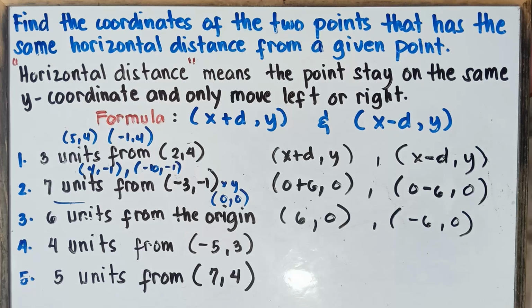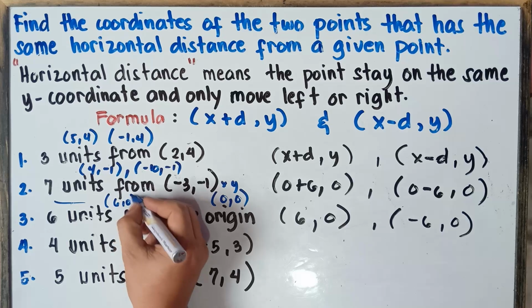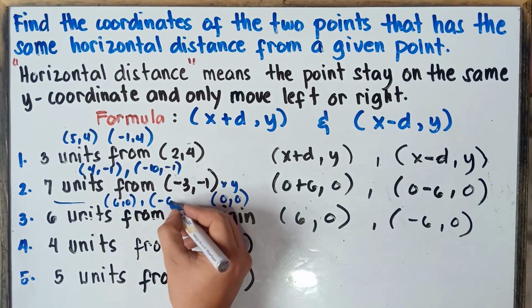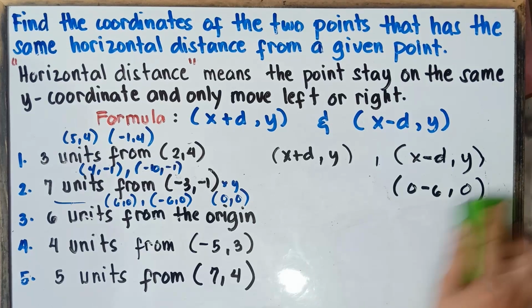Very easy, right? For example, number 3. All set, class. Alright, so this will be our answer. We have 6, 0. The other point, we have negative 6 and then 0. All set, class. Alright, so let's proceed now to example number 4.